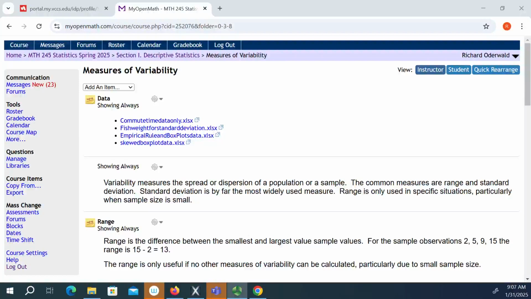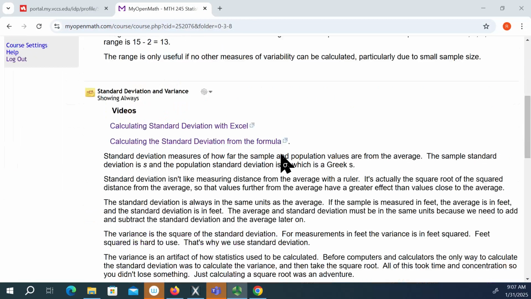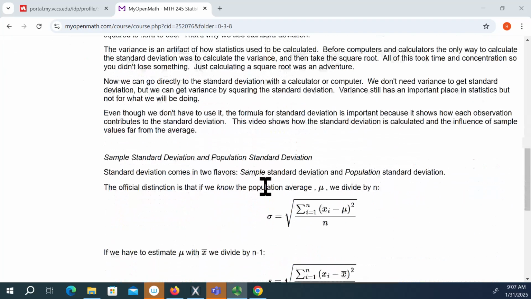So that's the range. The main one is the standard deviation, and this is how far observations are from the average, except it's not a straightforward how far. We're going to go through an Excel example, and I'm going to show you the formula.